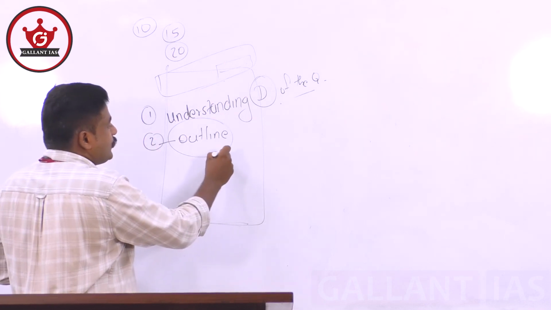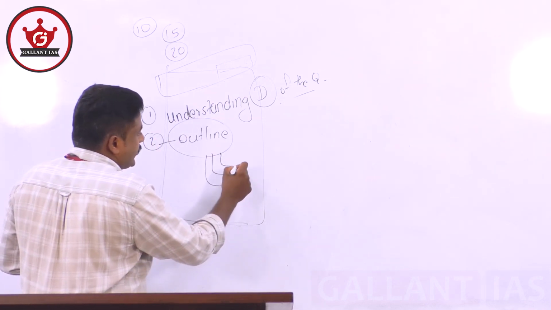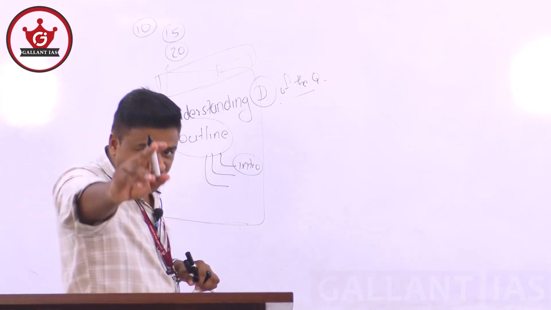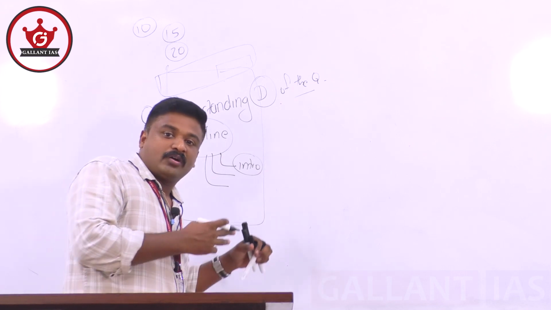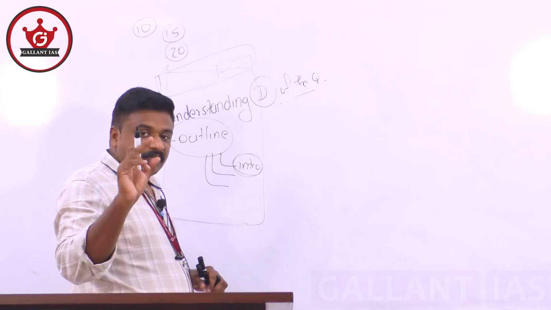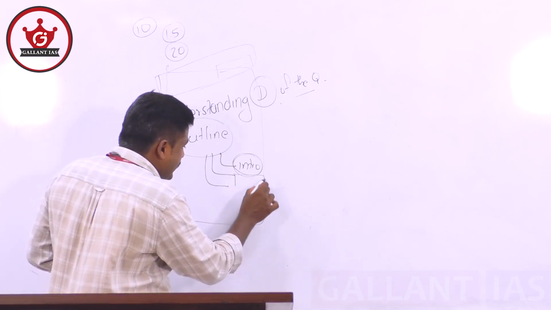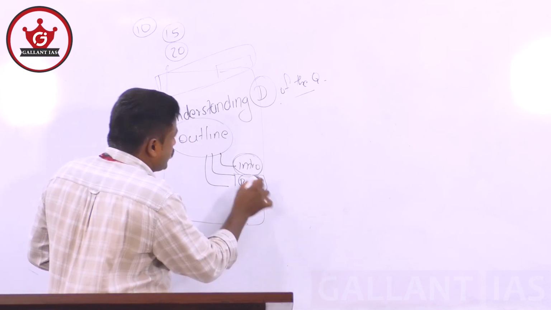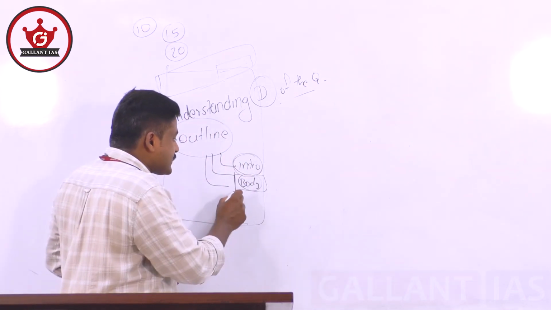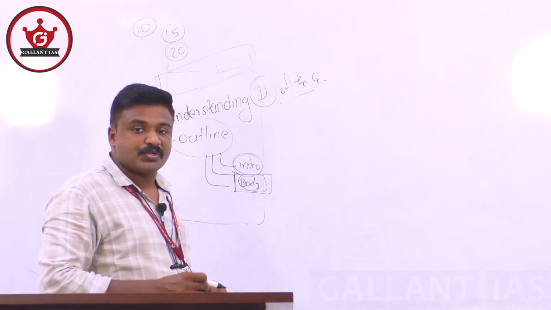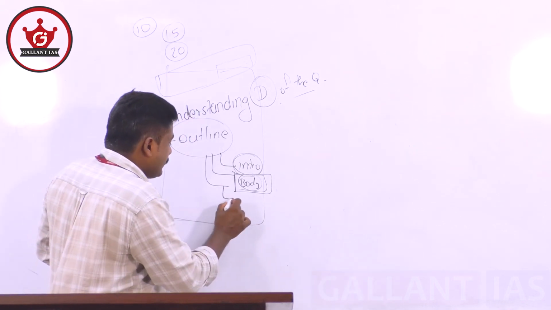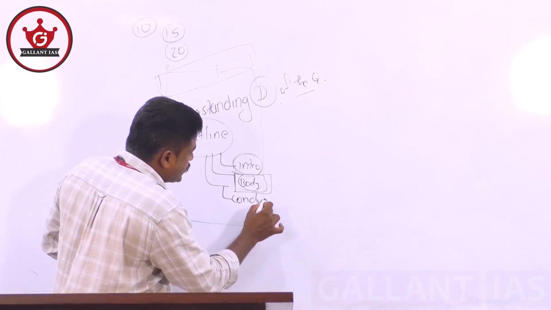You frame an outline. Your answer must have an intro. The intro has to be concise and precise. The intro should not be like a 1200 words lengthy essay. So the intro must be very short, and there must be a body. The question may have 2 aspects, 3 aspects, 4 aspects, whatever. You try to present all these different dimensions in the body with equal weightage. That's important. Now coming to the third part, the conclusion.